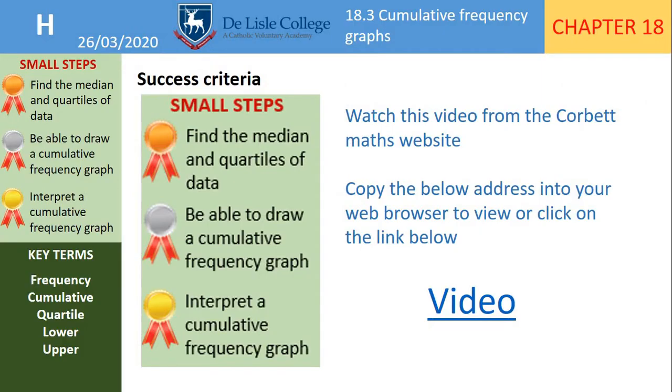So our success criteria for today then, our bronze objective, we are going to be able to find the median, which hopefully you can do already, and the quartiles of the data. This is when I'm talking about the lower quartile and the upper quartile. We are going to be able to draw a cumulative frequency graph, so we're going to go through the lesson and see how to do this, and we are also going to be able to interpret a cumulative frequency graph.